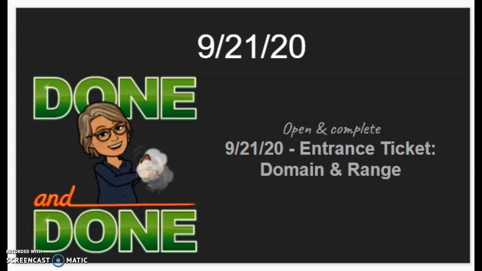Hi guys, today in class we started with an entrance ticket. If you would go to week 6, the date is 9/21. The title is Entrance Ticket, Domain and Range. If you would open and complete that, there are 3 problems to work on.